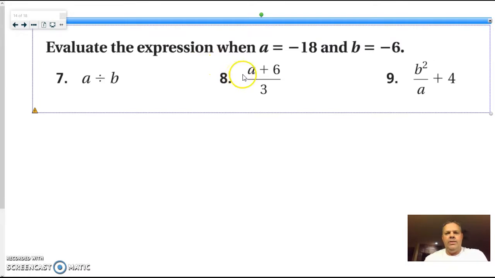In my second one, I substitute in negative 18 plus 6. That allows me to get negative 12, and negative 12 divided by 3 is negative 4. In my last example, b squared is negative 6 times negative 6, which is 36, divided by negative 18. Therefore, I will take that and get negative 2 plus 4, and my answer will be 2. As you can see, 3 is the first answer, negative 4 the second, and 2 the third.